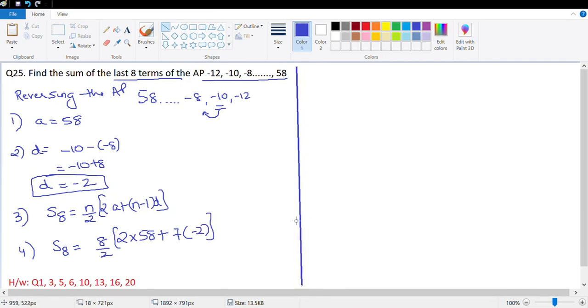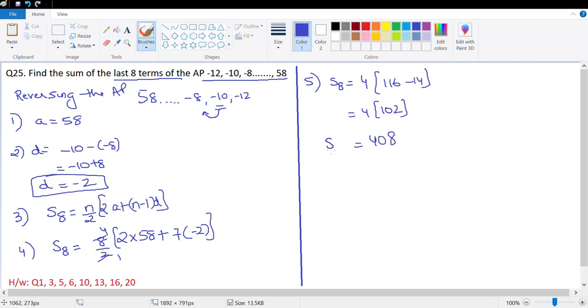Right, this gives us the next step. So the sum of the first 8 terms will be 8 upon 2, that's 4 times (2 into 58, that's 116, and 7 into 2, that's 14 with a negative sign). So this is 4 times 102, which is equal to 408. So the sum of the last 8 terms of this given AP, or the sum of the first 8 terms of the reversed AP, is 408.